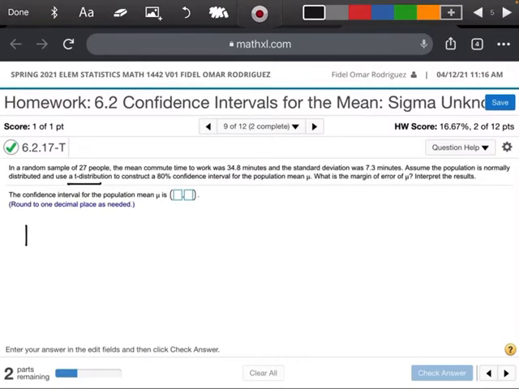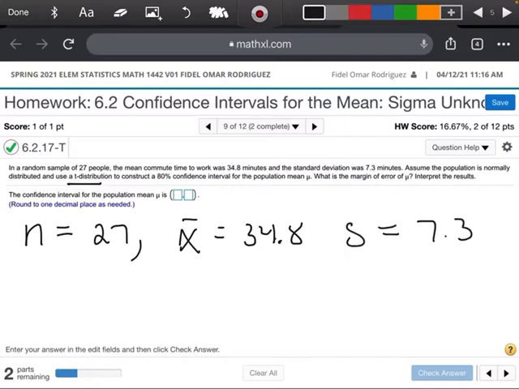Okay, so the first thing I know is that my n in this case is 27. Our x bar in this case is 34.8. And my standard deviation S is 7.3. And it's telling us to construct an 80% confidence interval. So my C is going to be 0.80.